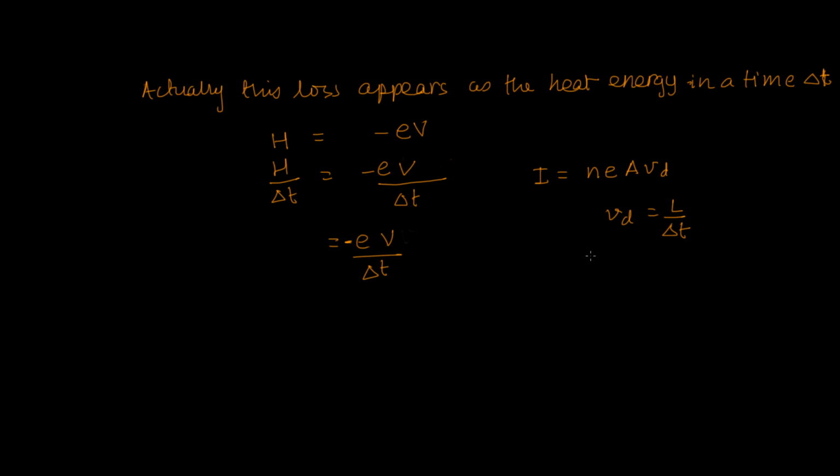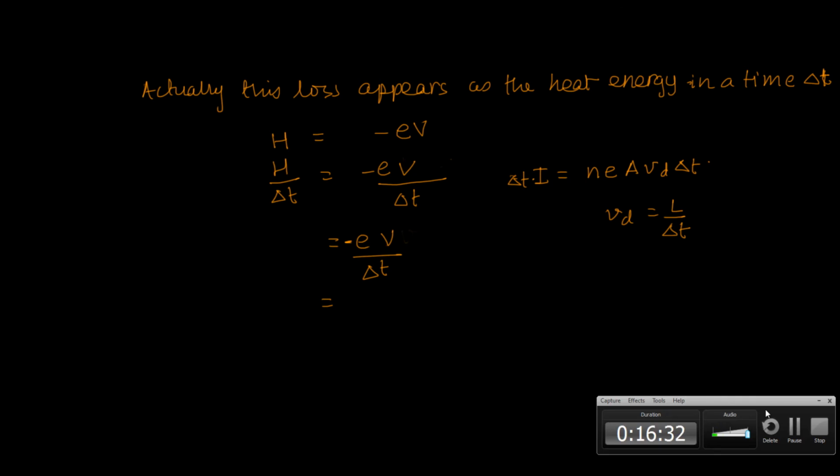Okay, so I know that in time delta t, so much amount of charge has gone. So what is that equal to? E upon delta t, or you can write this as, this is your V. E upon delta t is nothing but.